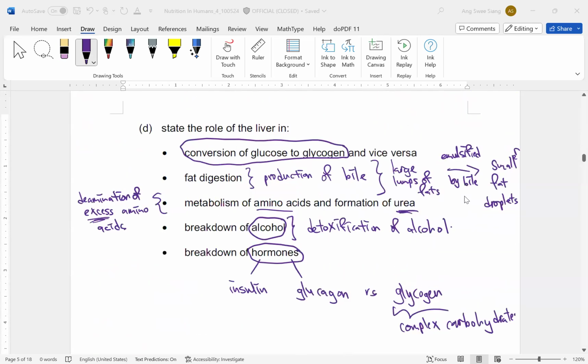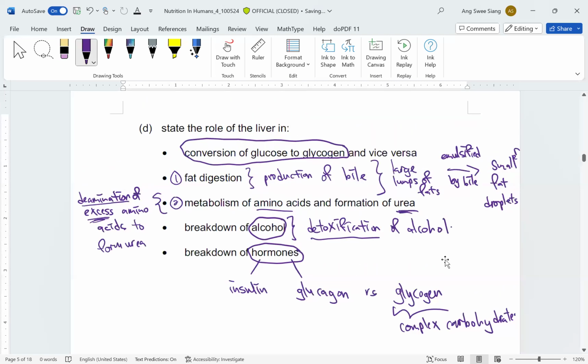Now, maybe I wait for a while for you to write. So far we already talked about fat digestion. We have talked about metabolism of amino acid, that means deamination of excess amino acid to form urea. Then we also talked about breakdown of alcohol. So you need to learn this word, detoxification. Then now let's continue to look at breakdown of hormones.